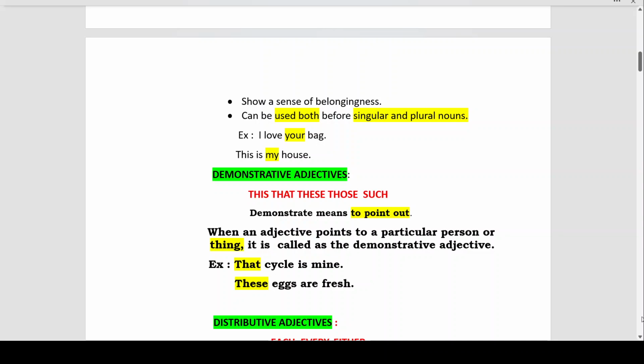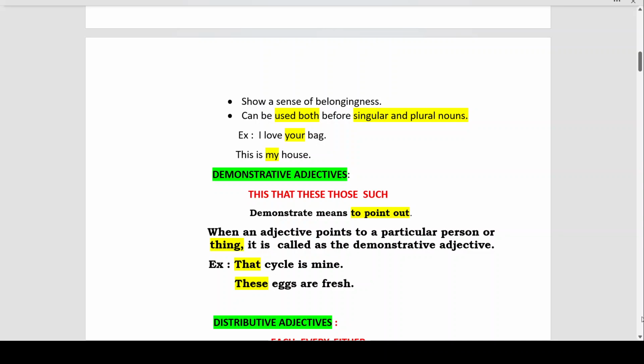For example, I love your bag. What am I saying? That I love your bag. Whose bag? Your bag. So that bag belongs to whom? It belongs to you. Therefore, I use the possessive adjective your. Now, I'm saying this is my house. Now, what am I saying? I'm saying that that house is mine. Whose house is it? It is my house. So I am the owner of the house. And I love your bag. Who is the owner of the bag? You are the owner of the bag. So these are examples of possessive adjectives, which are the second kind of determiners.